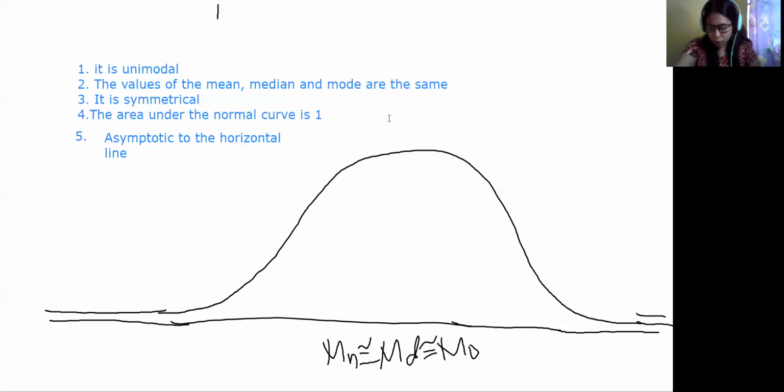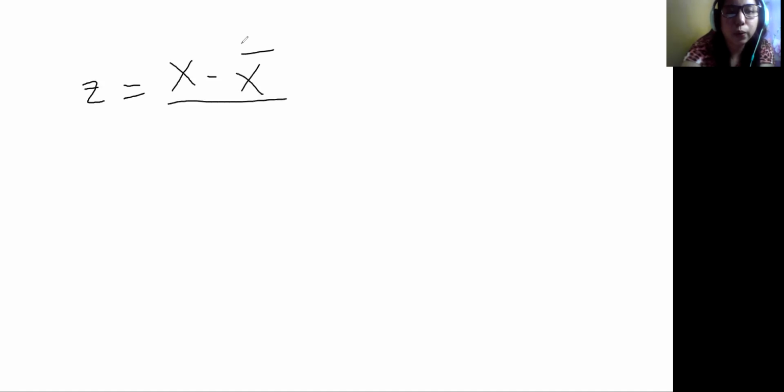Okay, so how to compute? For our next objective, we will compute for the z-score. So how will we use the z-score? The formula for z-score, so this is our formula: z is equal to x minus mean all over the standard deviation.